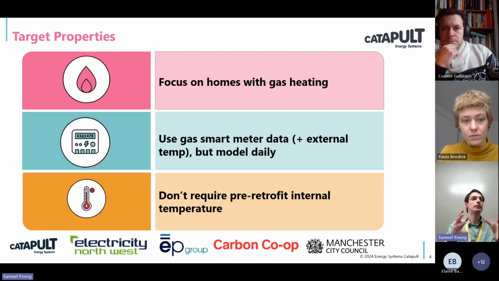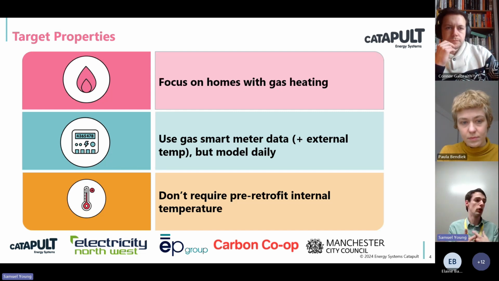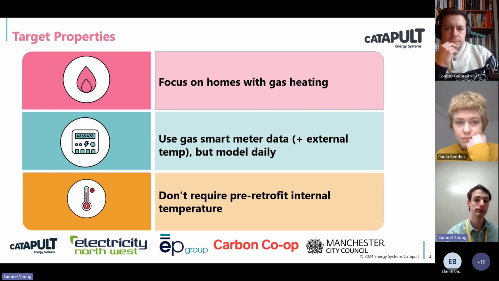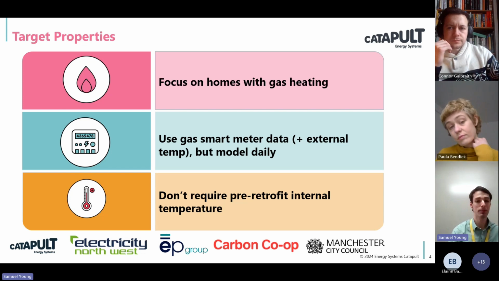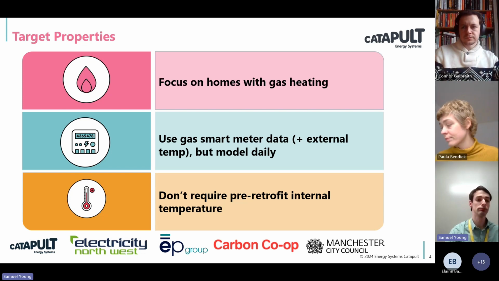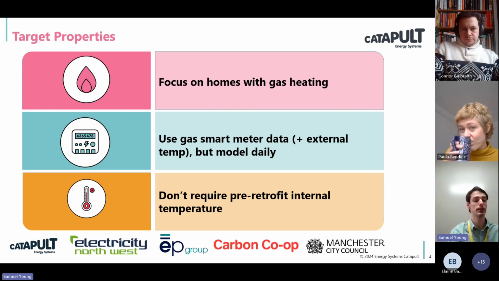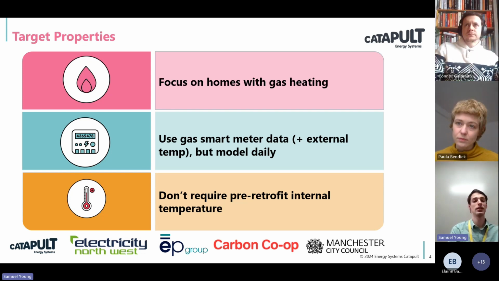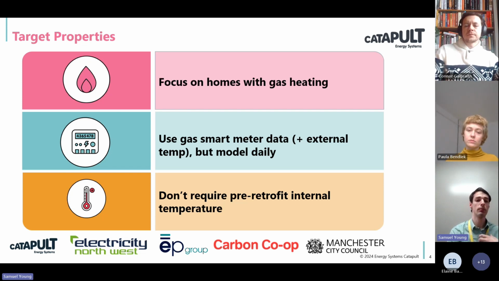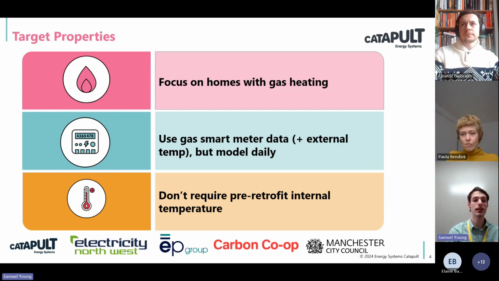We've been focusing on a narrower subset of properties, which represent the largest subset of homes. So homes with gas heating that have gas smart meter data, which between half and two thirds of homes have, and external temperature data, which you can get from weather stations, but not requiring pre-retrofit internal temperature. There are alternative ways of measuring energy usage and building fabric improvements if you do have pre-retrofit internal temperature, but lots of homes don't.